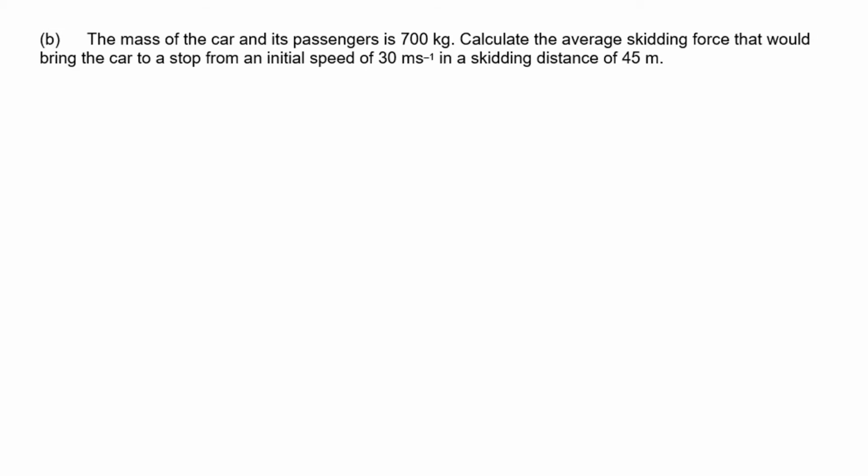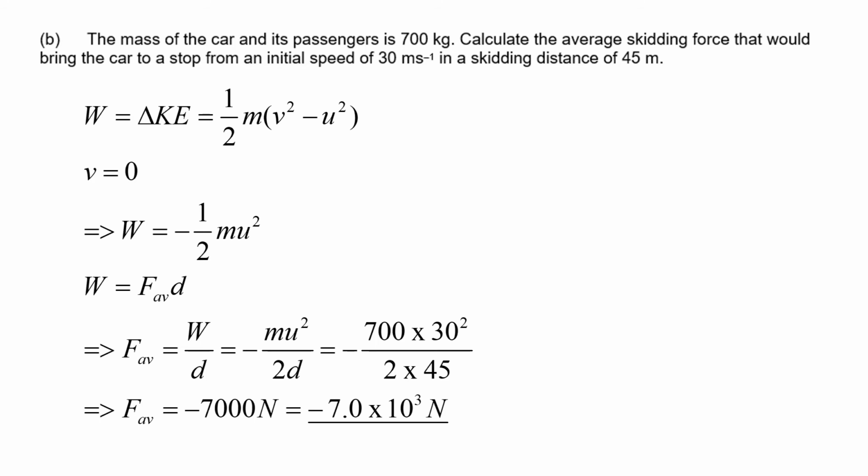We've got a mass of it, and we want to find out what the average skidding force would be to stop the car from 30 meters per second in a distance of 45 meters. So I'm going to do this using conservation of energy. So the work done by the skidding force must be equal to the change in kinetic energy. We can't change energy without doing work. And when it stops, the final speed will be 0.